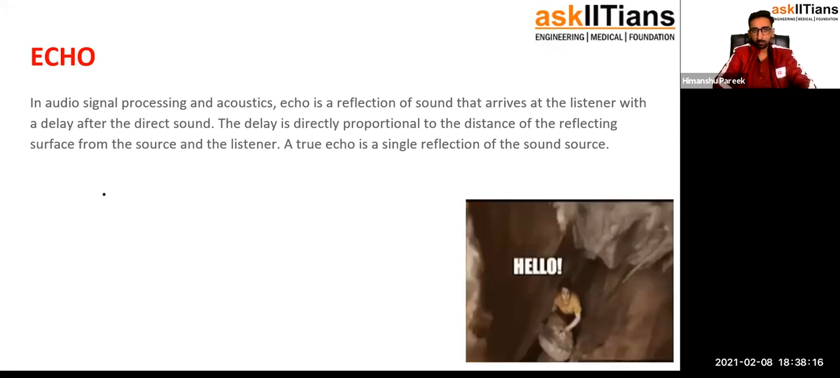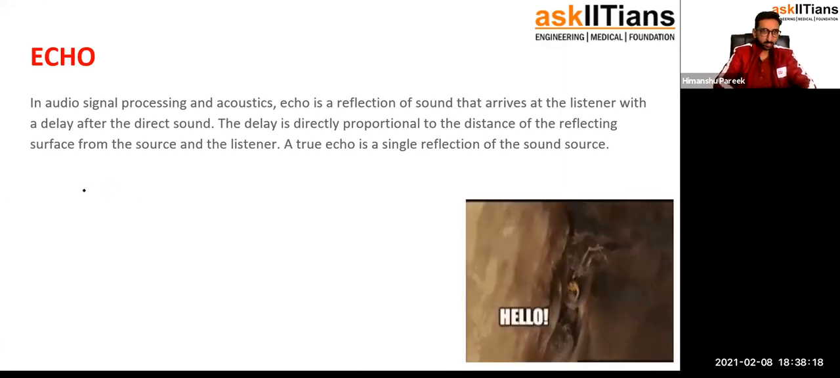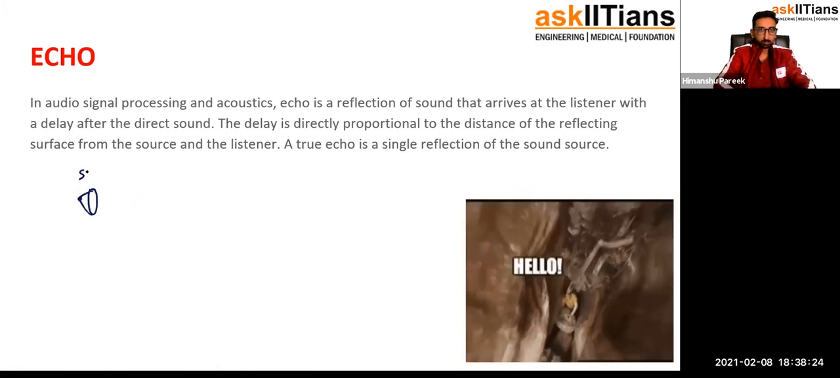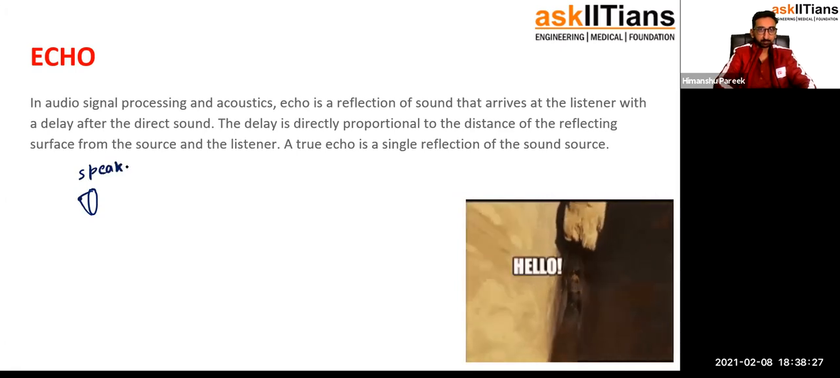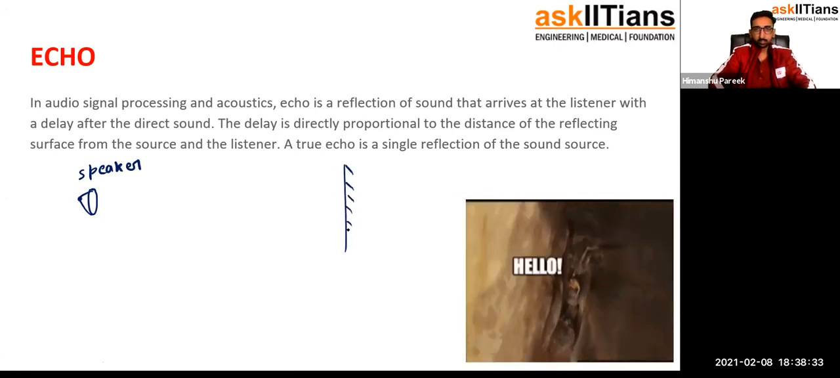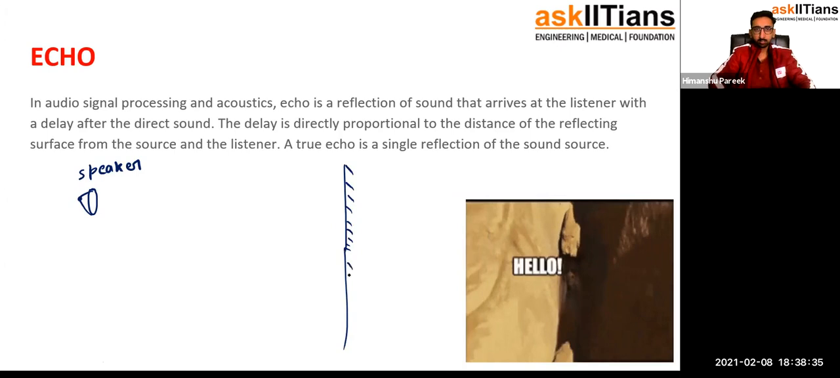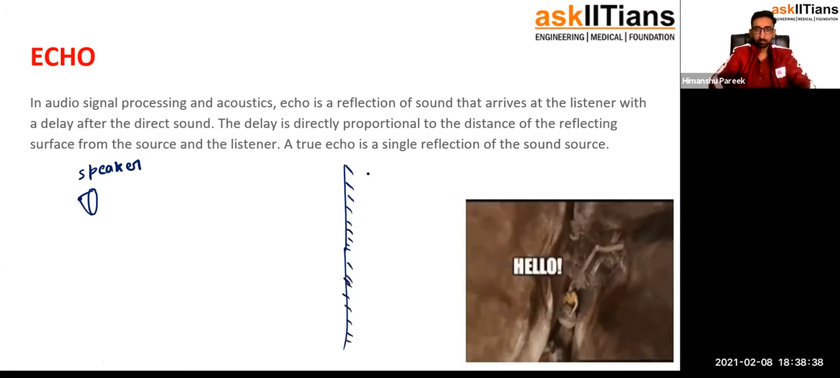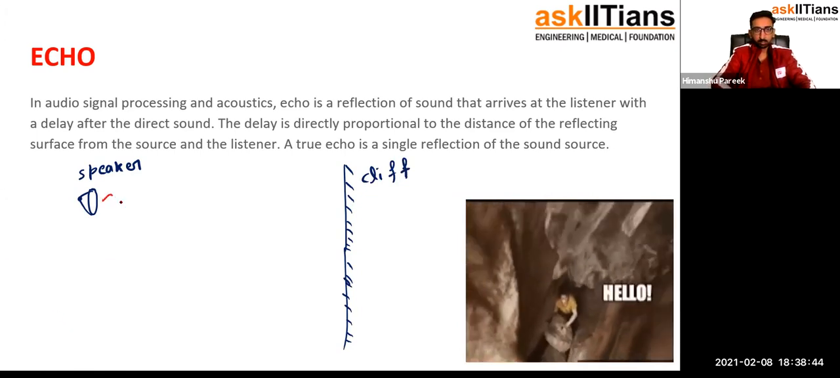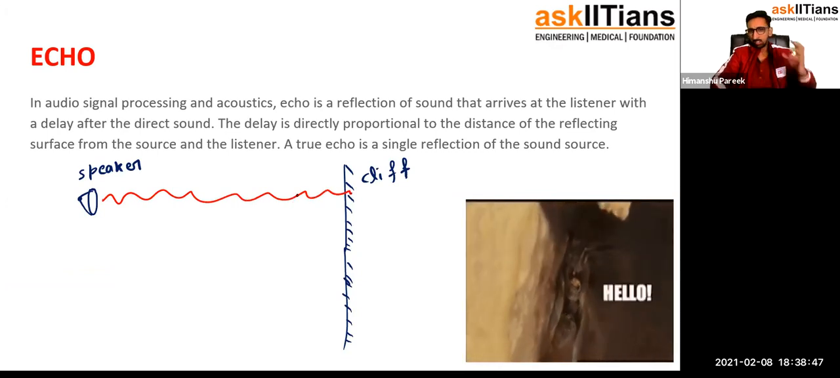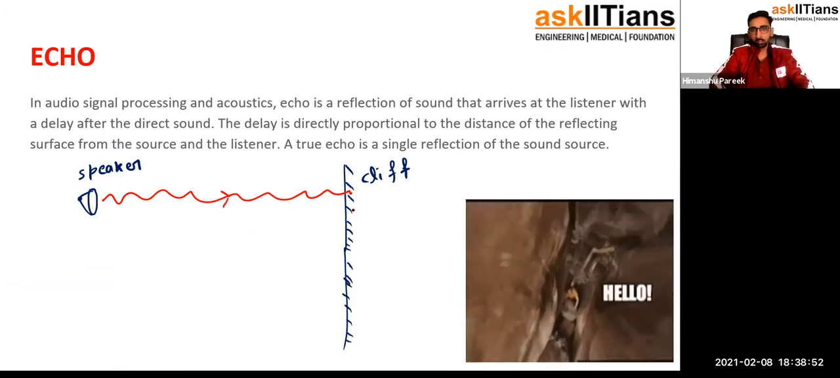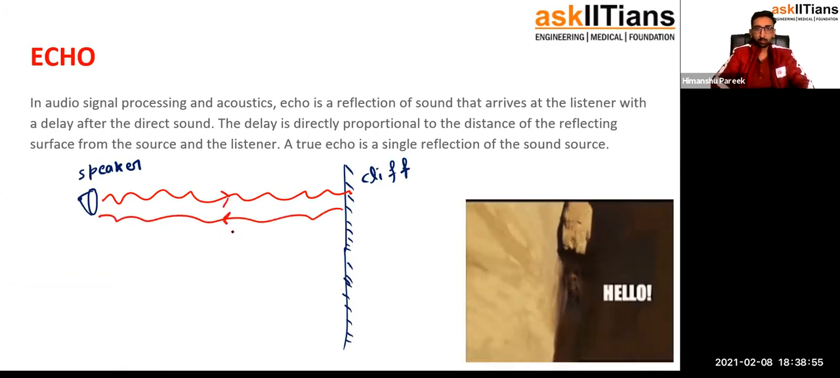So first of all, for echo, suppose let's say this is the speaker, or we can say the source speaker, and let's say I have kept one object here. That's a wall, I can say, a very high cliff, you can say. That's a cliff. Now if I produce a sound wave, what will happen? The wave will travel. That's just a representation. Sound wave is basically longitudinal. Okay, that's just a representation. Now it will come back. So that's what we call echo.